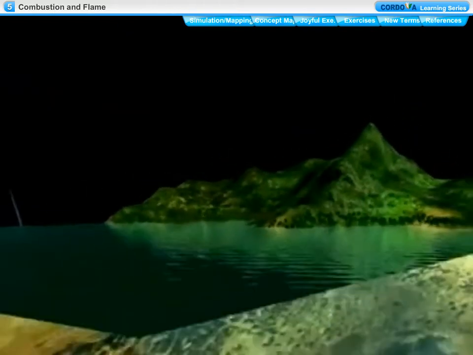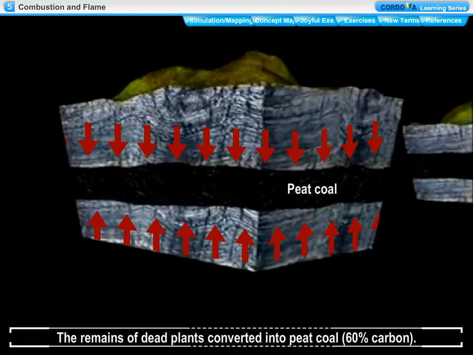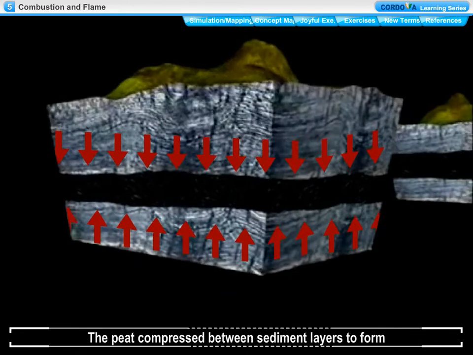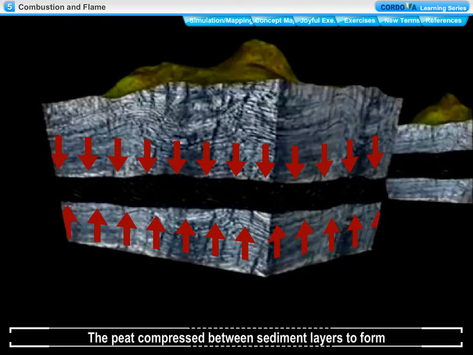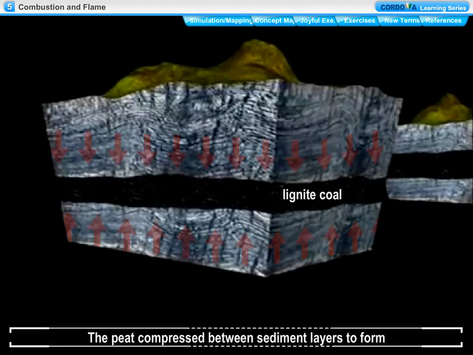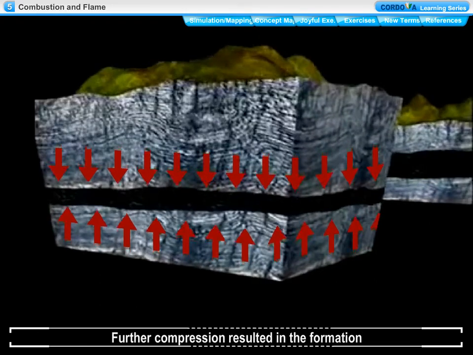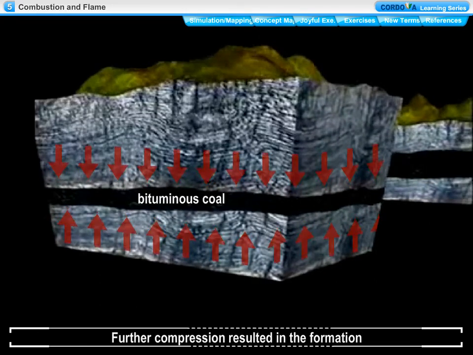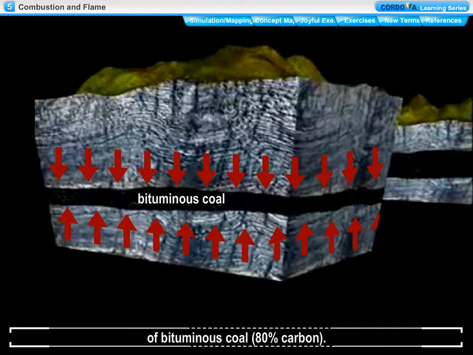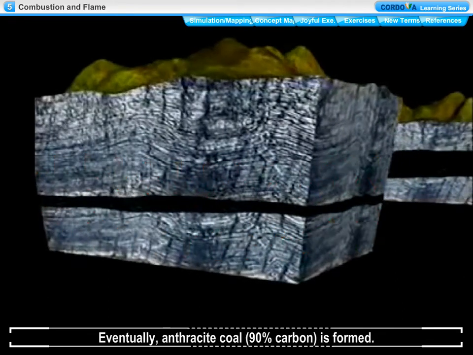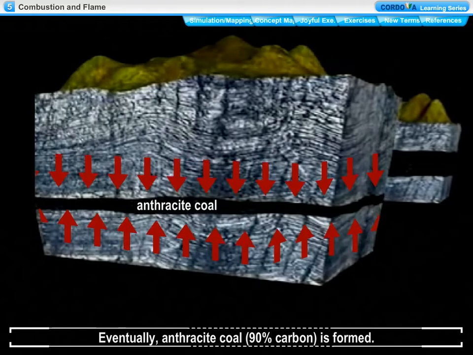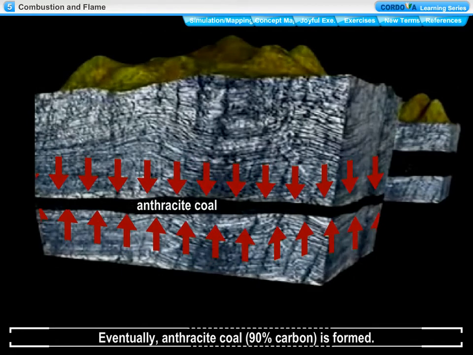The remains of dead plants converted into peat coal, 60% carbon. The peat compressed between sediment layers to form lignite coal, 70% carbon. Further compression resulted in the formation of bituminous coal, 80% carbon. Eventually, anthracite coal, 90% carbon, is formed.